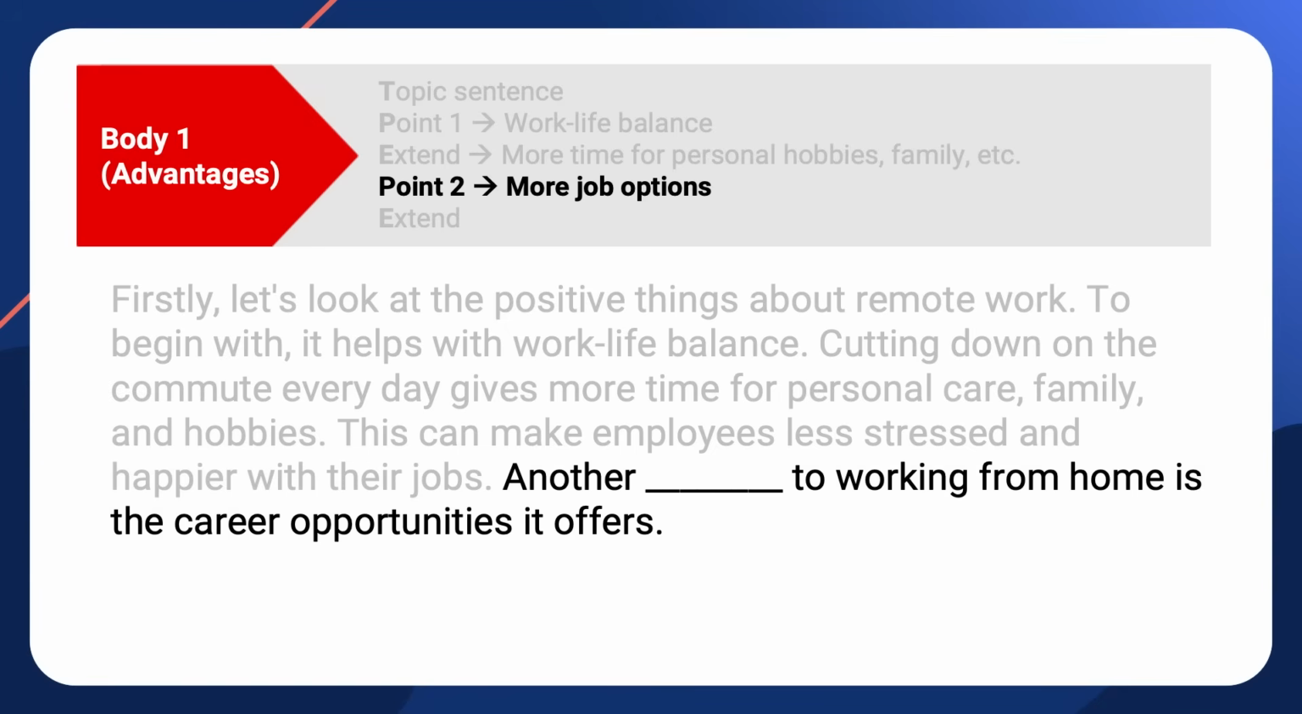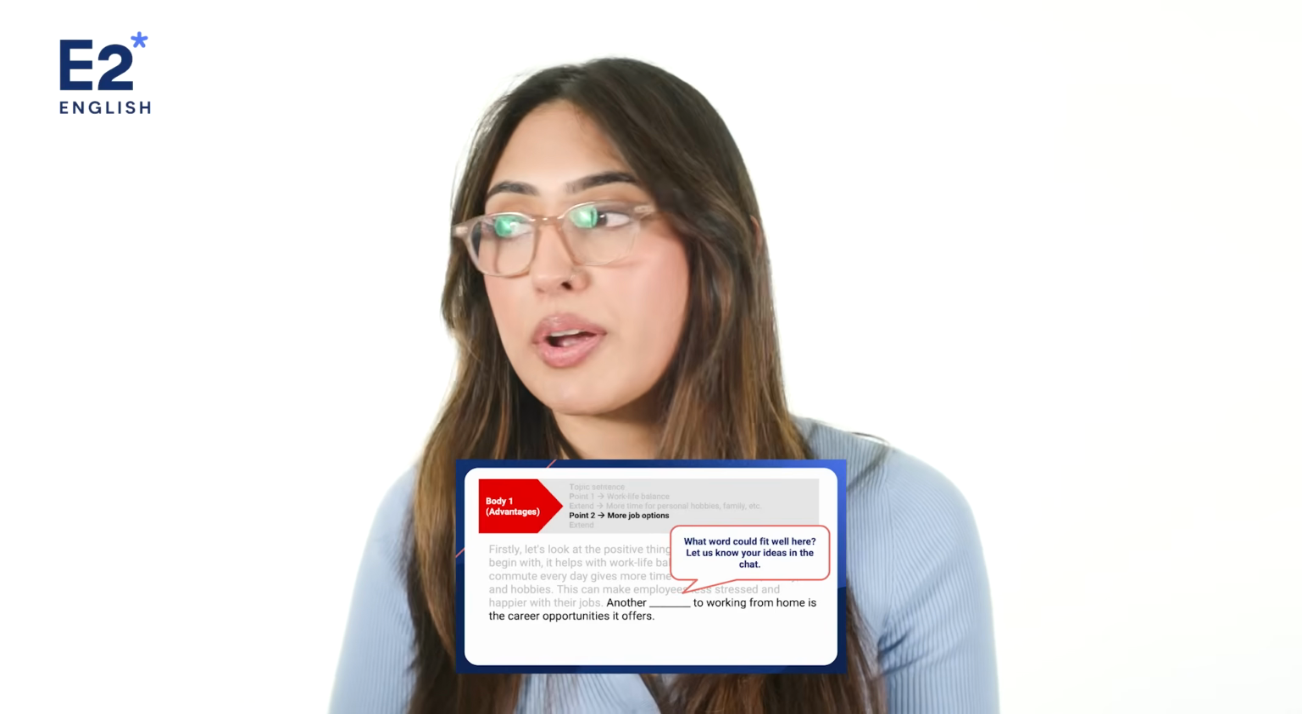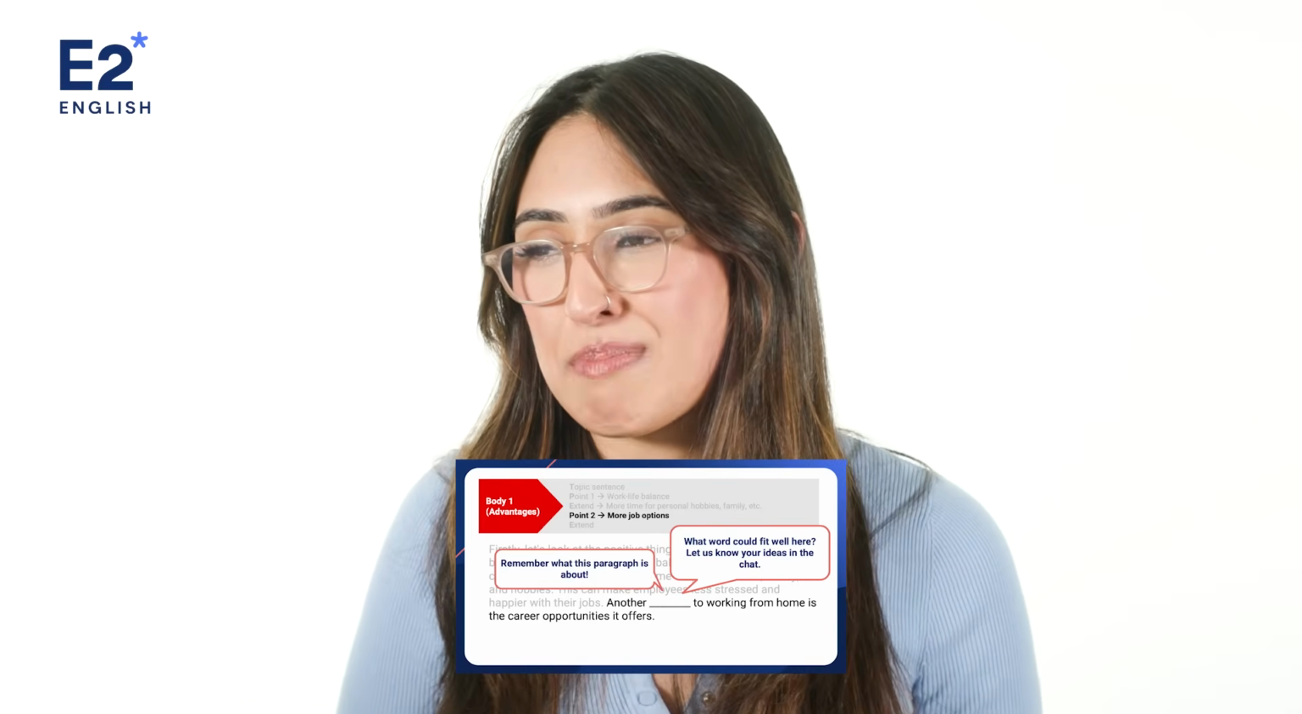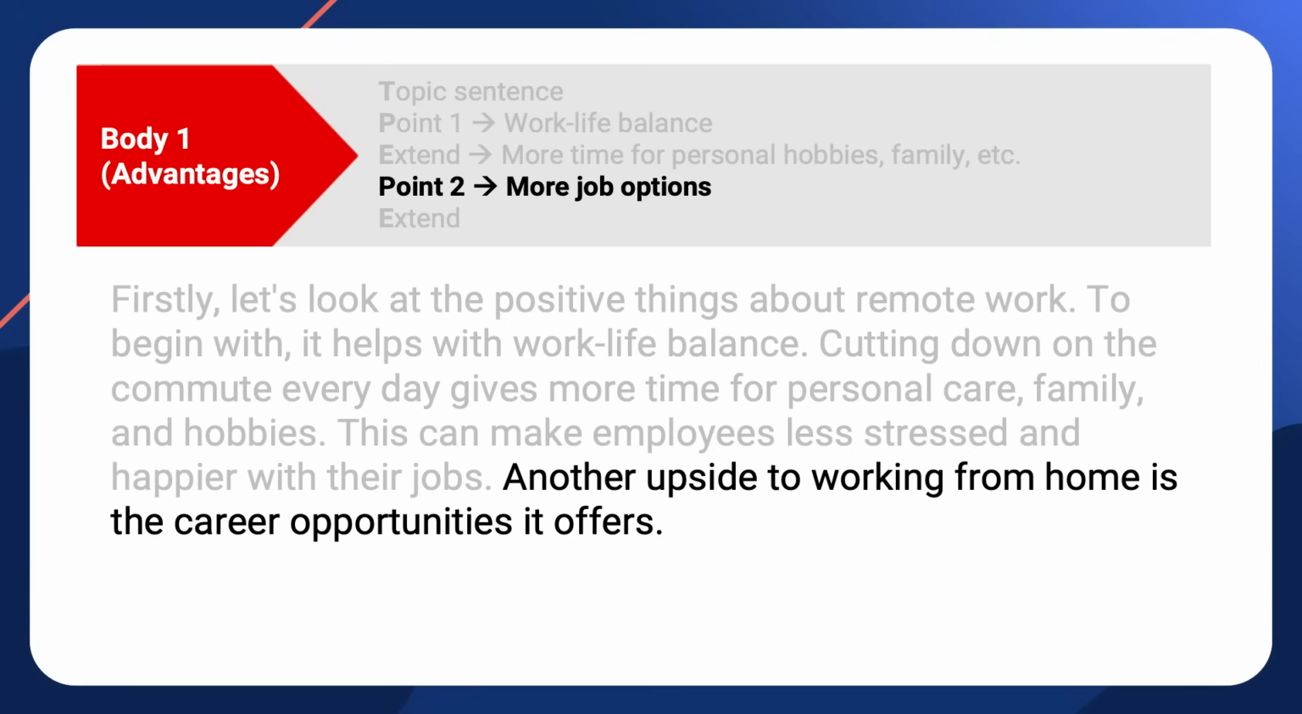Moving on to point 2 about more job options. Let's fill in this blank here. Another blank to working from home is the career opportunities it offers. Remember what the paragraph is about when helping you to figure out what that blank is. I've written upside. There could be many possible answers here. You could have said another advantage, another benefit, another positive aspect. There's many ways to phrase that, as you can see.